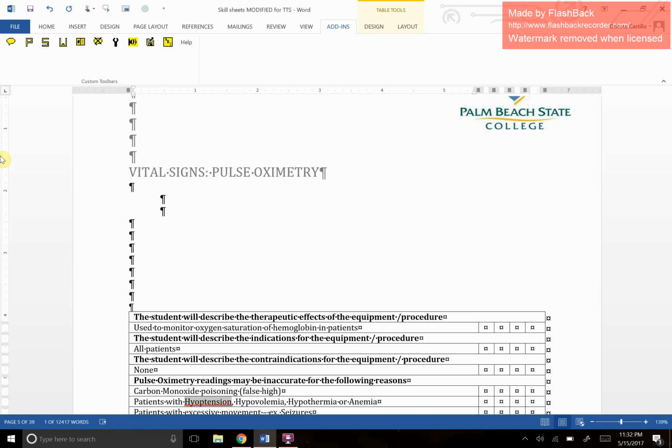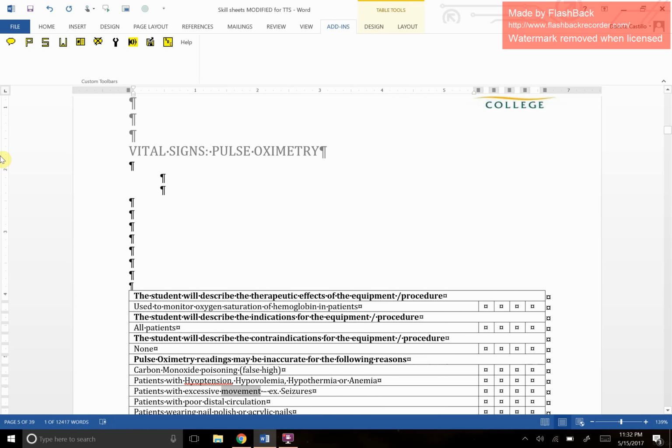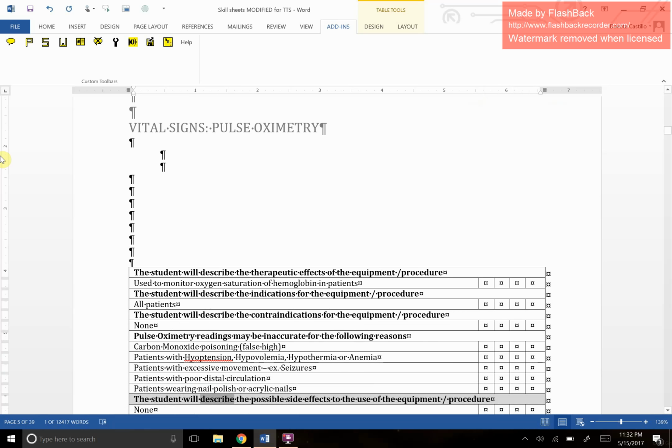Patients with hypotension, hypovolemia, hypothermia, or anemia. Patients with excessive movement, for example seizures. Patients with poor distal circulation. Patients wearing nail polish or acrylic nails. The student will describe the possible side effects to the use of the equipment/procedure.